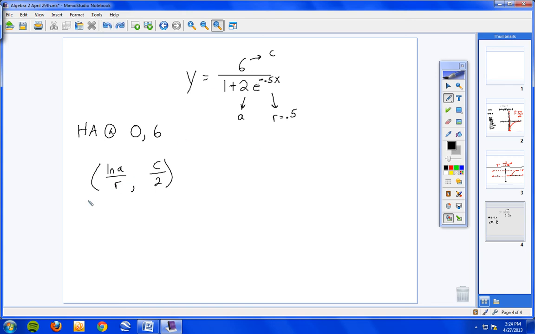All right, moving on. Well, we're going to take this ordered pair right here, this formula for an ordered pair, and we're going to make our simple substitutions. Natural log of A. Well, A is 2, so natural log of 2 over what? Isn't that an R right there? So over 0.5. So natural log of 2 over 0.5, and then comma, and then C over 2. We'll look up here. C is 6.